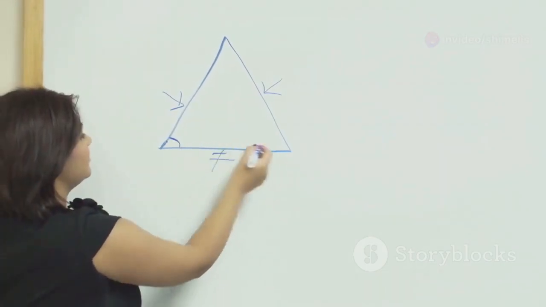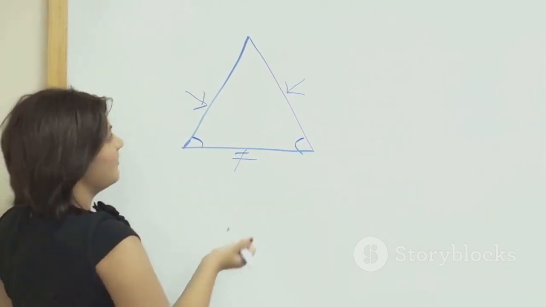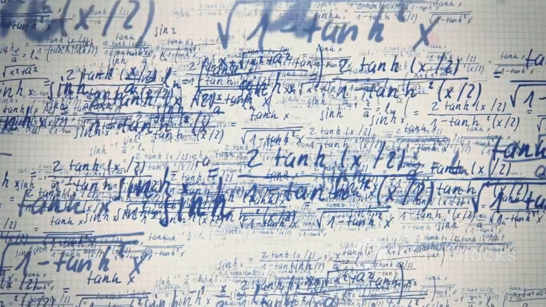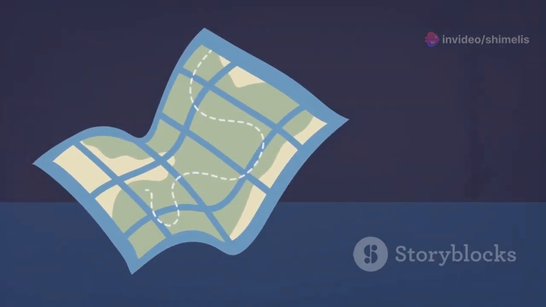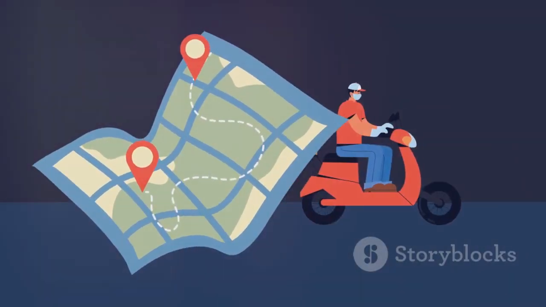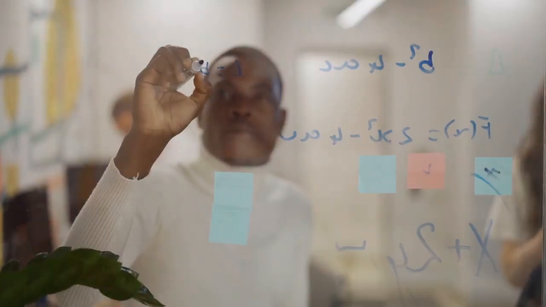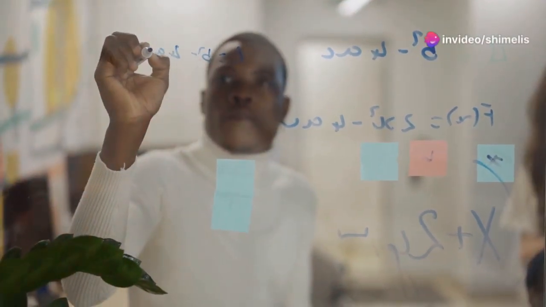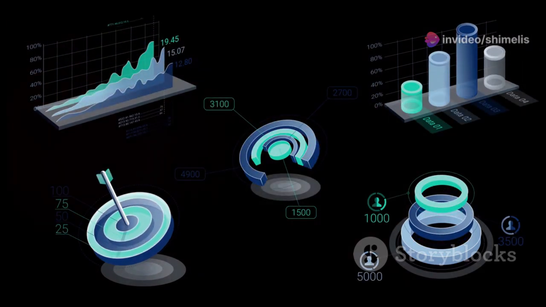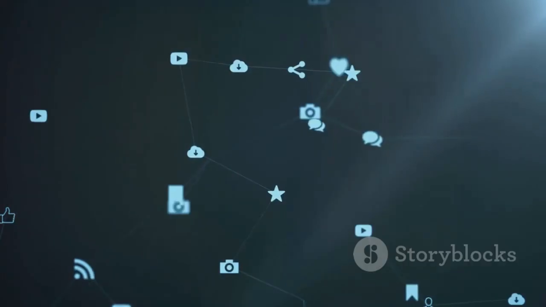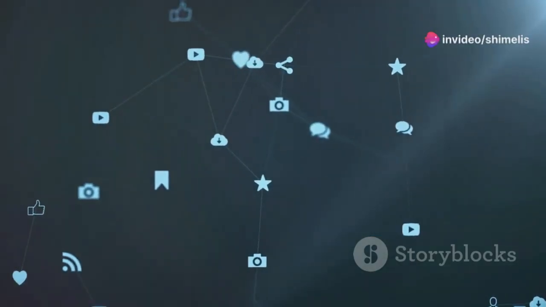In coordinate geometry, the 2 points and the origin form the vertices of a right triangle. The distance formula states d = √((x2 − x1)² + (y2 − y1)²). Here, (x1, y1) and (x2, y2) are the coordinates of the 2 points, and d represents the distance between them. By plugging in the coordinates, we can easily calculate the distance. This formula has numerous applications, from calculating the distance traveled by an object to determining the proximity of 2 objects in a simulation. It's a fundamental tool used in various fields, including physics, engineering, and computer science.